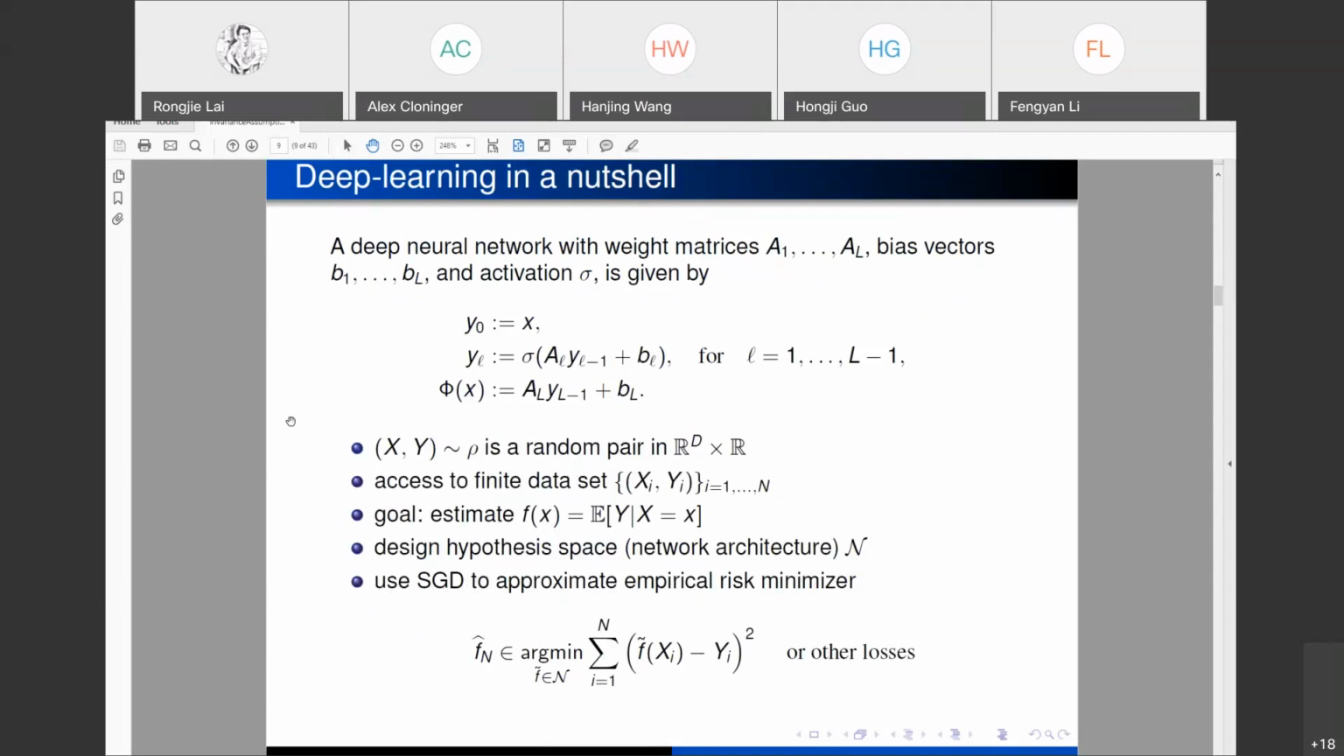I just mean a feed-forward network where you take your point, you multiply by some affine transformation, nonlinearity, affine transformation, nonlinearity, and so on. And our goal is to estimate the expected value of the label given the data point, right? And we design our architecture, and then you try to solve with stochastic gradient descent or something like this.